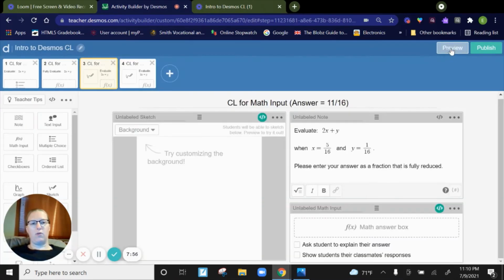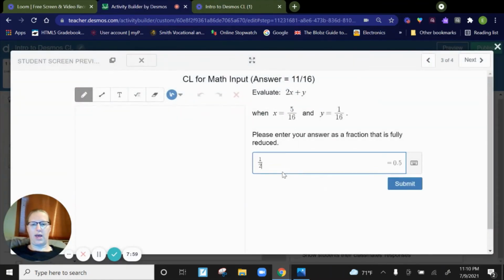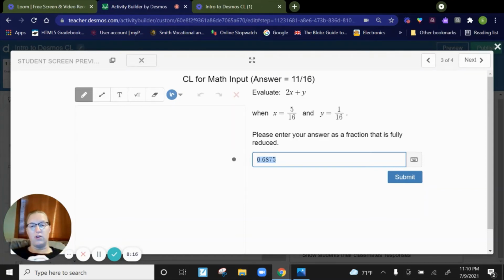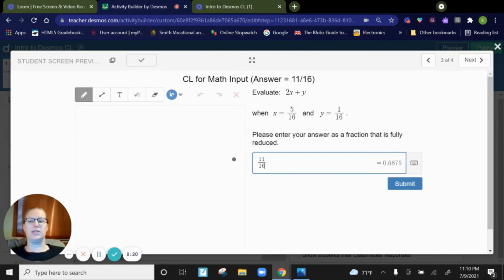So now if we go back to the student preview, half, still wrong, good. 11/16, correct, good. 22/32, incorrect. 0.6875, incorrect. So notice that it's limiting even further what it will accept. Really, the only answer that it will accept is 11/16.